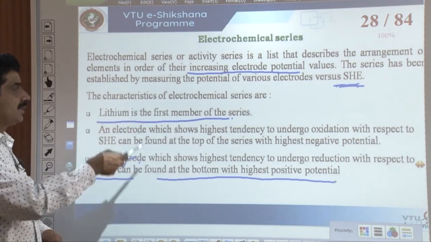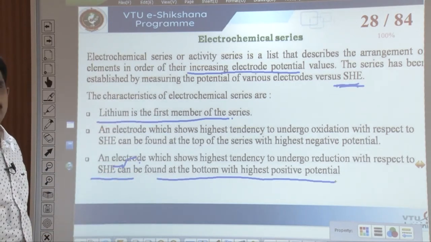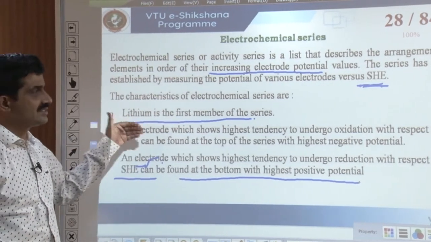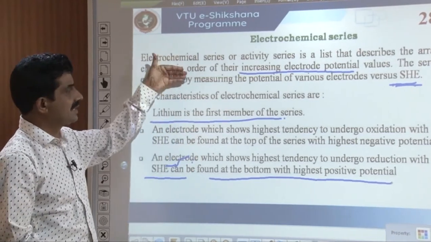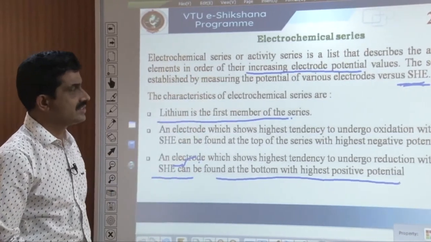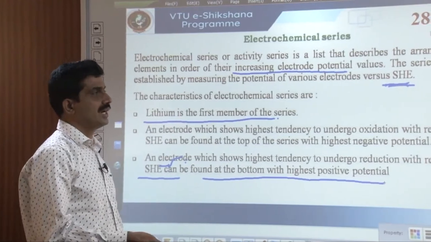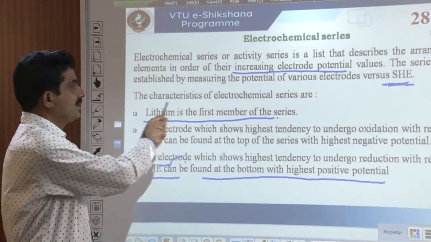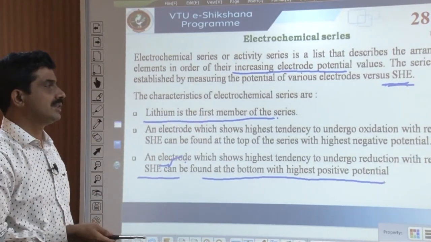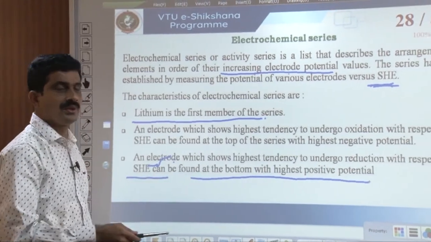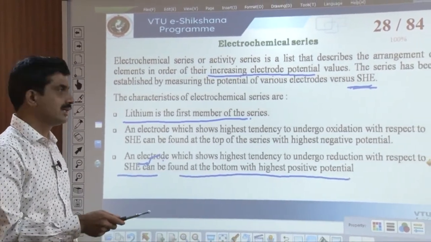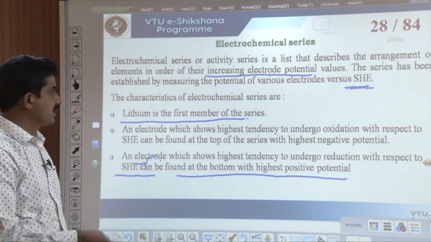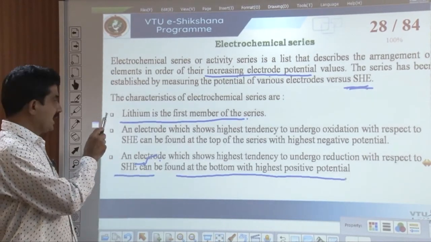These are the important characteristics of an electrochemical series. So it is a series that consists of the metals arranged in the increasing order of their electrode potential values, and it has been prepared by measuring the potential values of all those electrodes by connecting them to the standard hydrogen electrode. So these are the important characteristics.